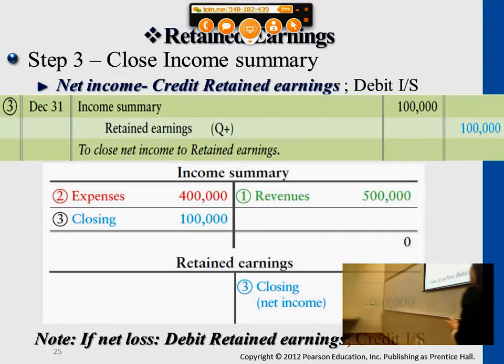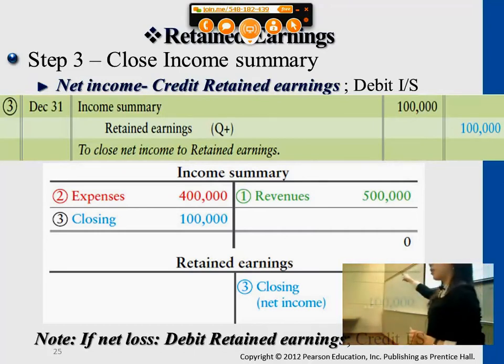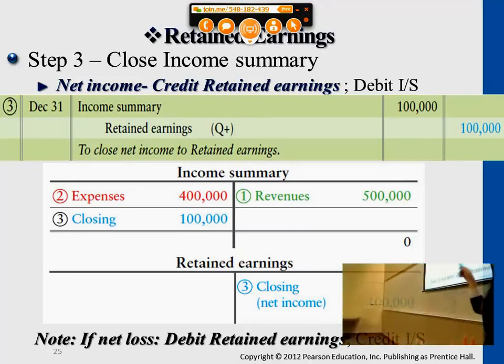Now, in the case that the company doesn't have net income this year, then this entry we will flip. If it's a net loss, that reduces retained earnings. We'll be debiting retained earnings, crediting income summary. But this is a case of having net income.